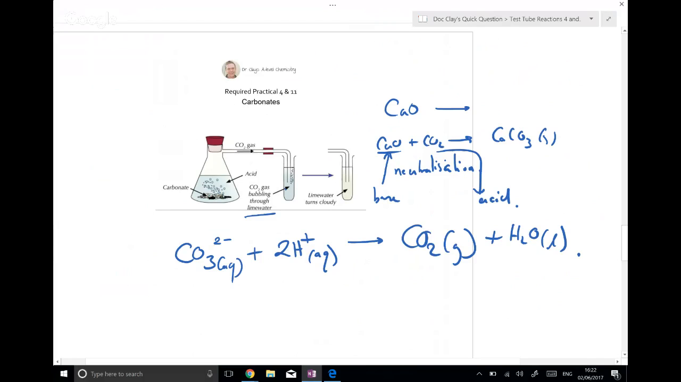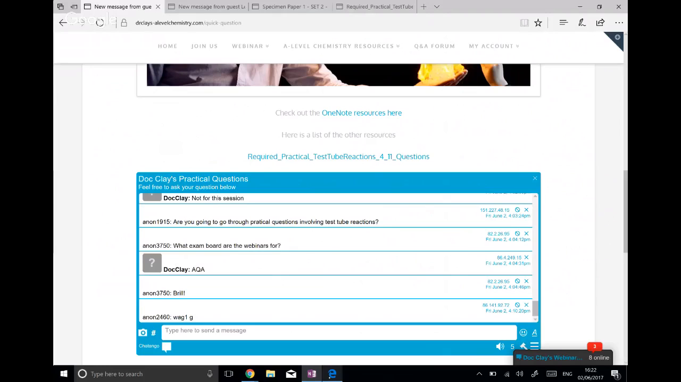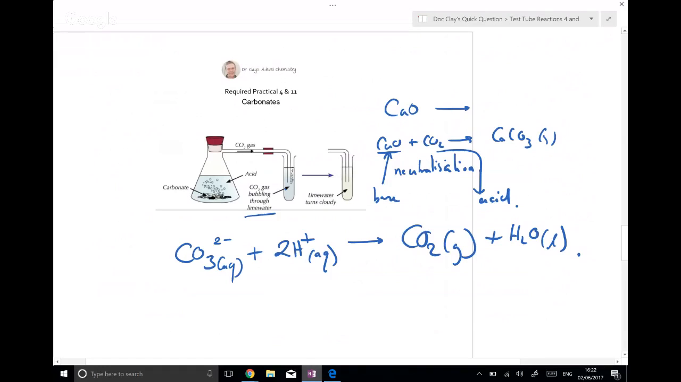I'm just going to pause there and see if we've got any questions about practical 4. Okay, apologies, I should have said any questions about practical 4. So key practicals we need to know about are group 2 and the anion tests.